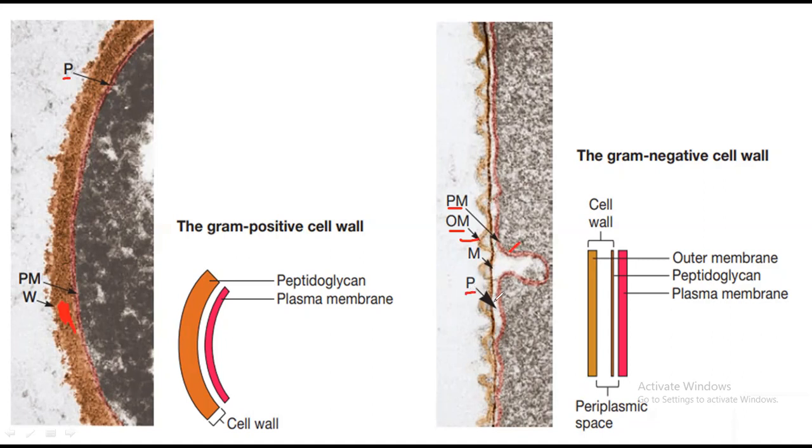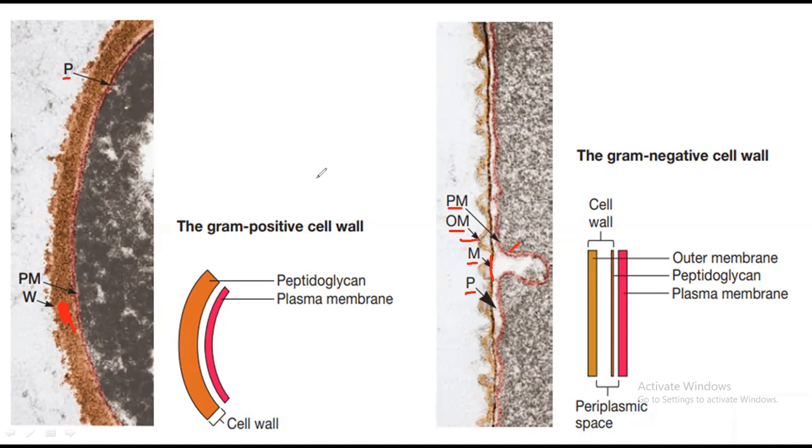This P stands for periplasmic space, and after that there is a murein cell wall. Sorry, as I have told you, peptidoglycan is also known as murein. So there is a thin layer, this brown color is the peptidoglycan layer, and after that there is the outer membrane.